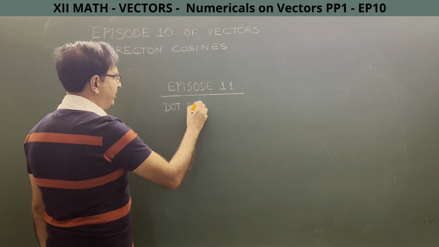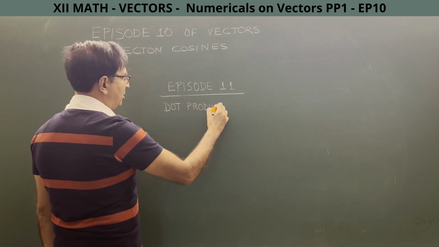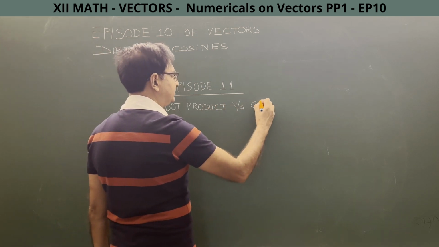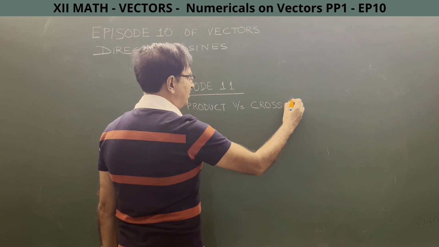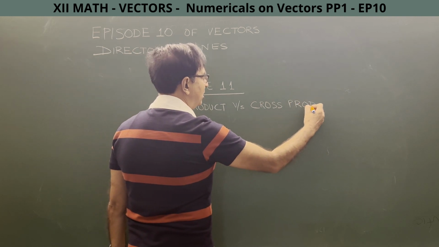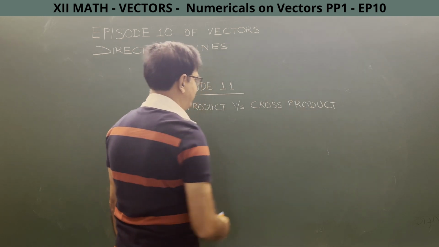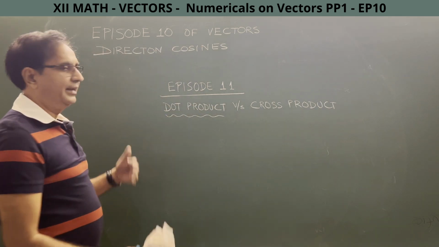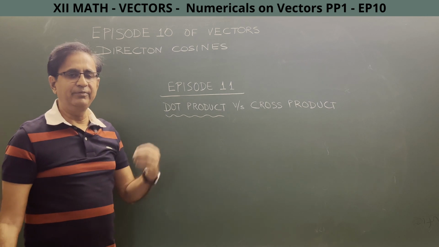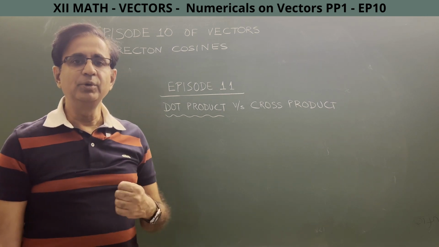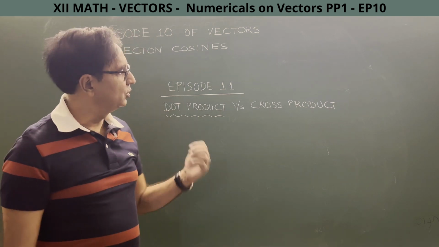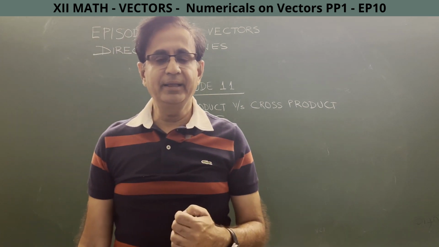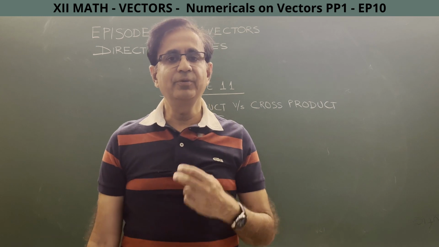There are two ways of multiplying vectors. One is called dot product or scalar product, and another is called cross product or vector product. So in episode number 11 we are going to do dot product, and in episodes number 12, 13 and 14 we are going to do practice paper 2 based on the dot product.